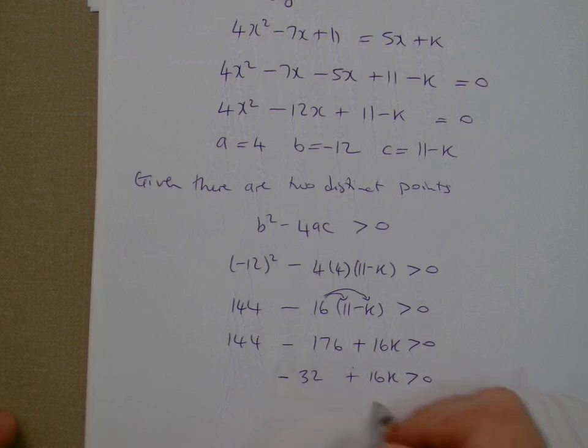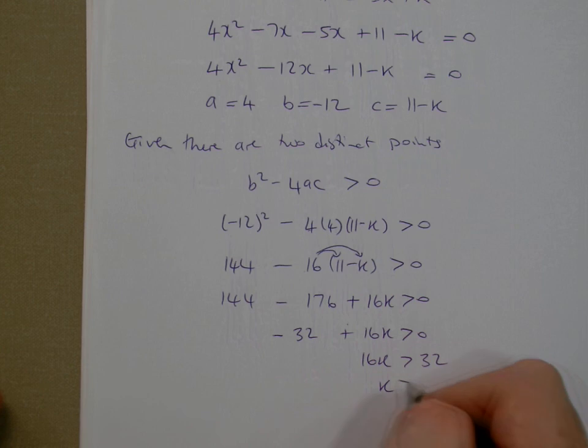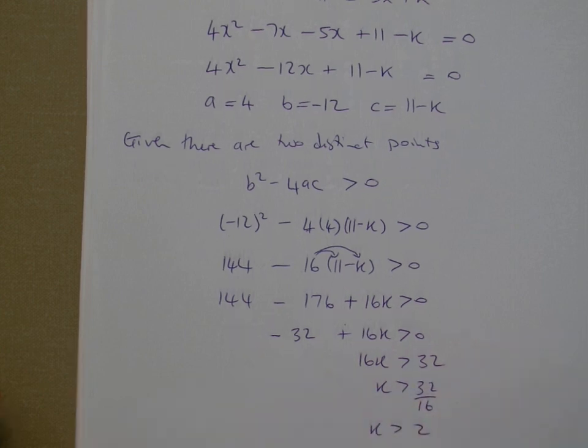Take the minus 32 over. And then, of course, you've got your k is greater than 32 divided by 16. So k will be greater than 2. Okay, and we've got our solution that was required.